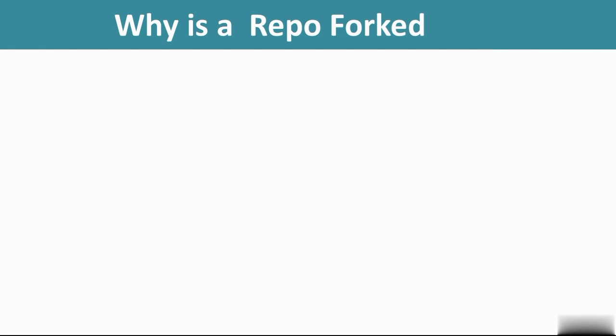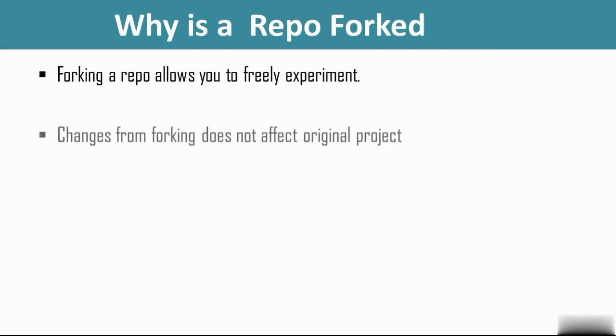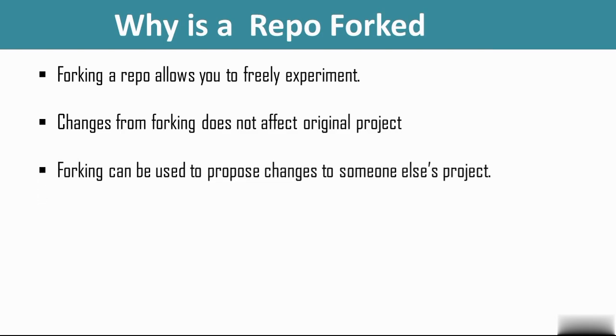One of them is for experimentation, so you can fork someone else's repo and experiment with it freely. When you fork a repo, the changes you make to the repo do not affect the original project. Forking a repo can be used to make proposed changes to someone else's project and help them improve on that project. Also, forking a repo can give you some ideas.